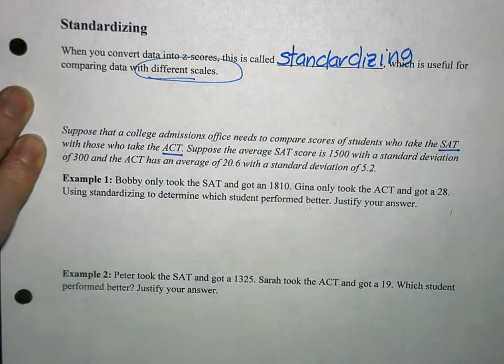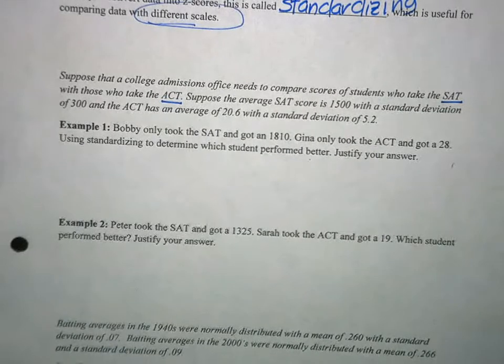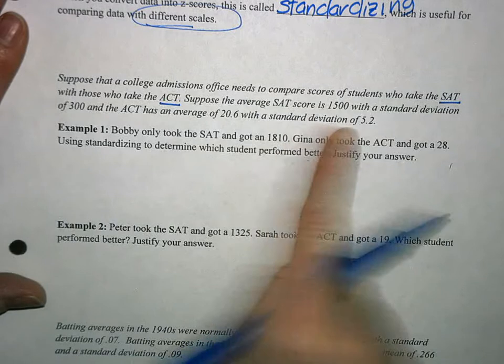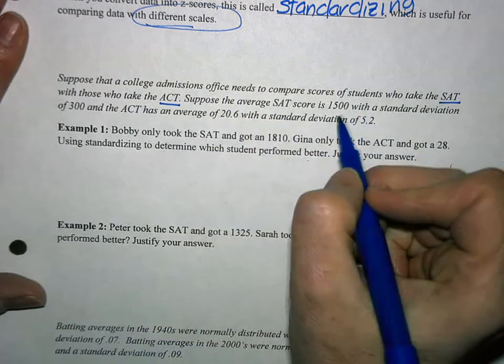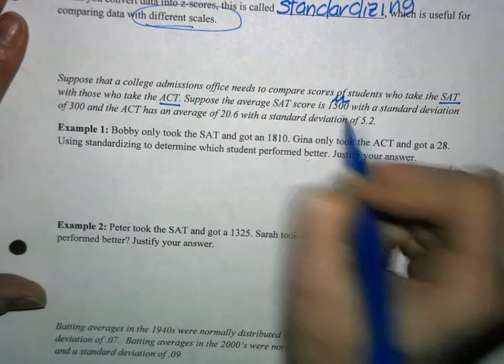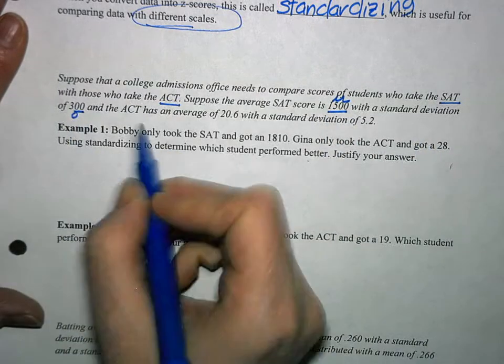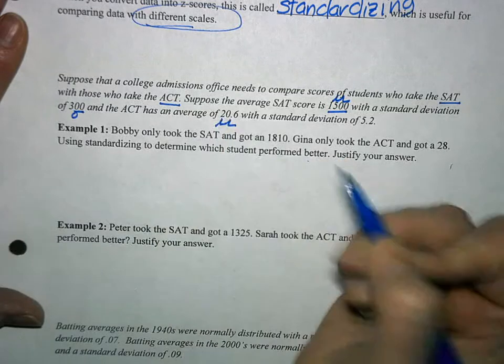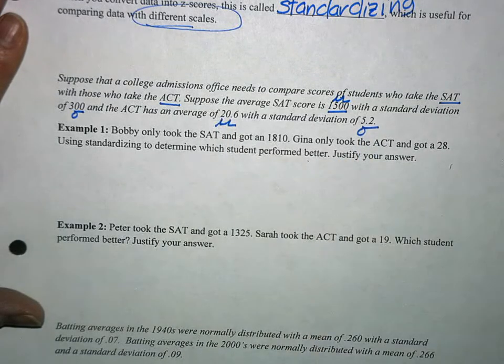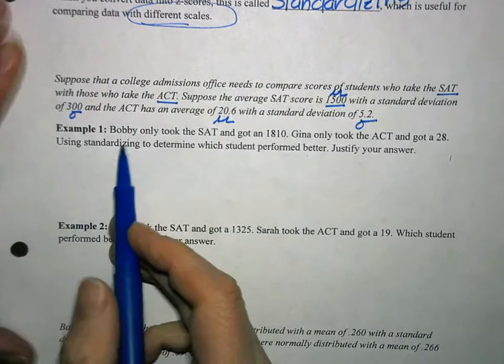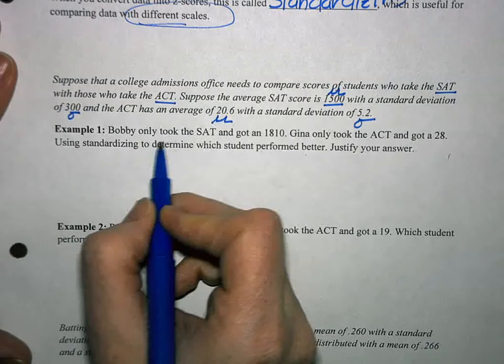We're all familiar with taking SAT scores versus ACT scores. So how do you compare somebody who's only taken the SAT to somebody who's only taken the ACT? Who did better? Let's do it. Now suppose the average SAT score, so the mean, mu of SAT, is 1500 with a standard deviation of 300. The ACT has an average of 20.6 and a standard deviation of 5.2. So we've got those set.